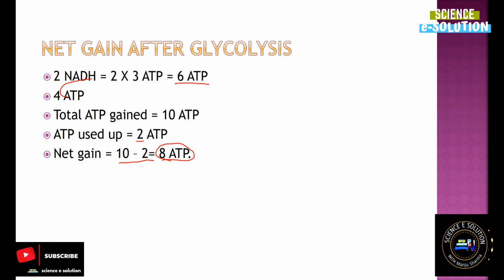But this is again for aerobic organisms. For anaerobic organisms, only 2 ATP molecules: 4 ATP are produced and 2 are used up. So only 2 ATP molecules is the only gain for anaerobic organisms.